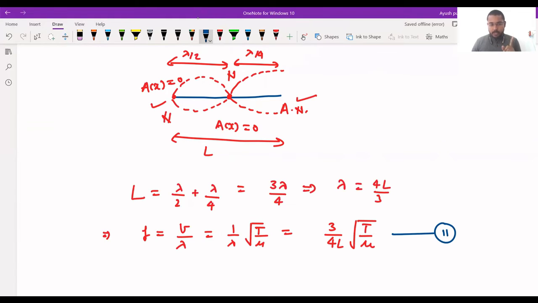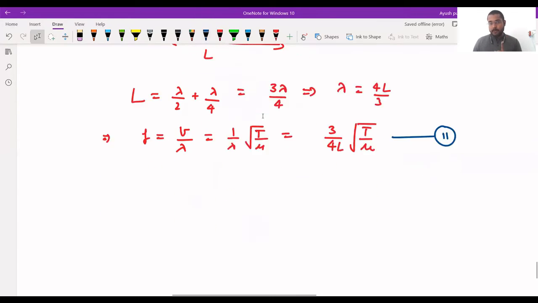Now let's do one more analysis. Then I will tell you which frequency I will call the first harmonic, which frequency I will call the third harmonic, which frequency I will call the fifth harmonic, and which frequency I will call the first overtone, second overtone, and third. Wait for a minute. Just let me do one more analysis, and then we will observe the pattern of this frequency.